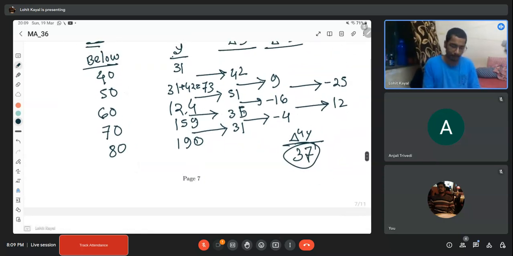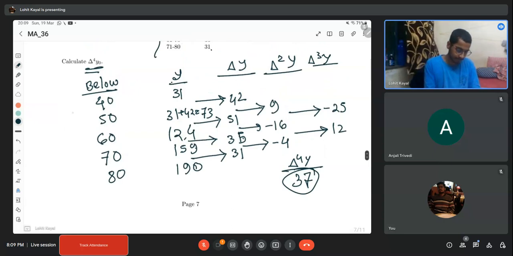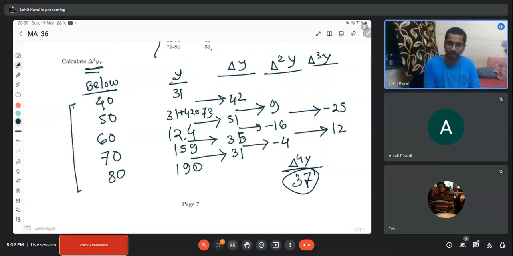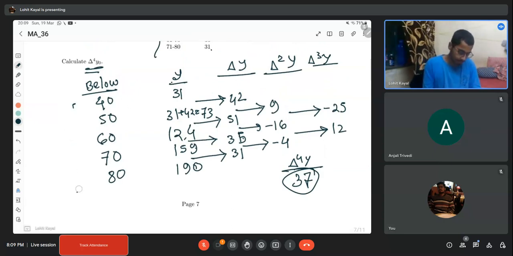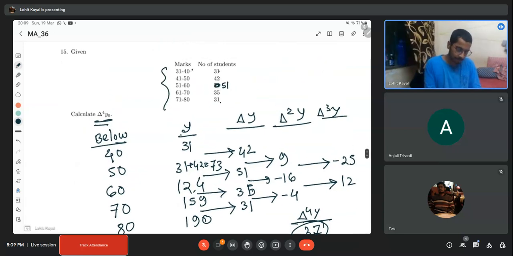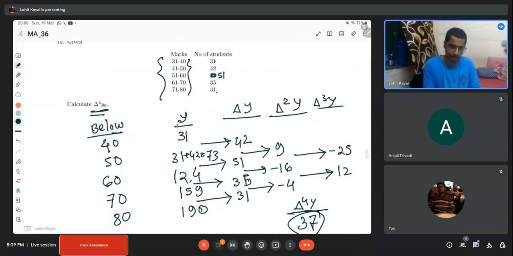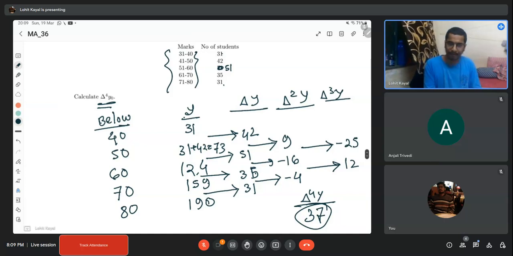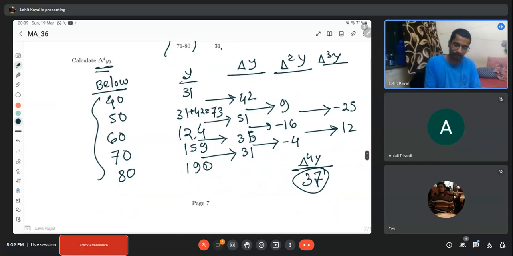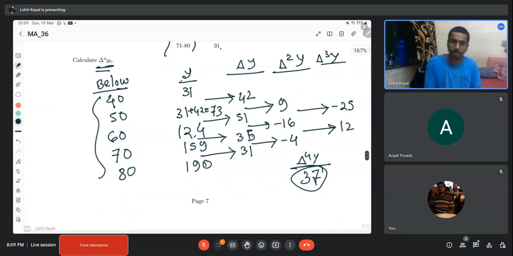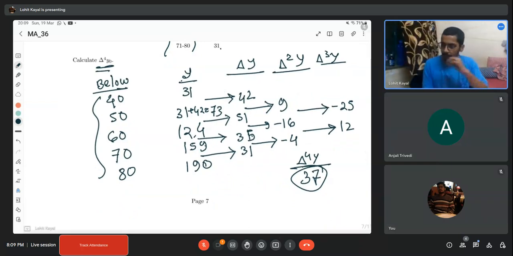I may have made a mistake here. Just check this calculation. But the main idea, the key idea is this. You are provided a range. Now you have to convert it to some number and you need to do the calculation. The main idea is here. I may have made some mistake in making the table, just check this.